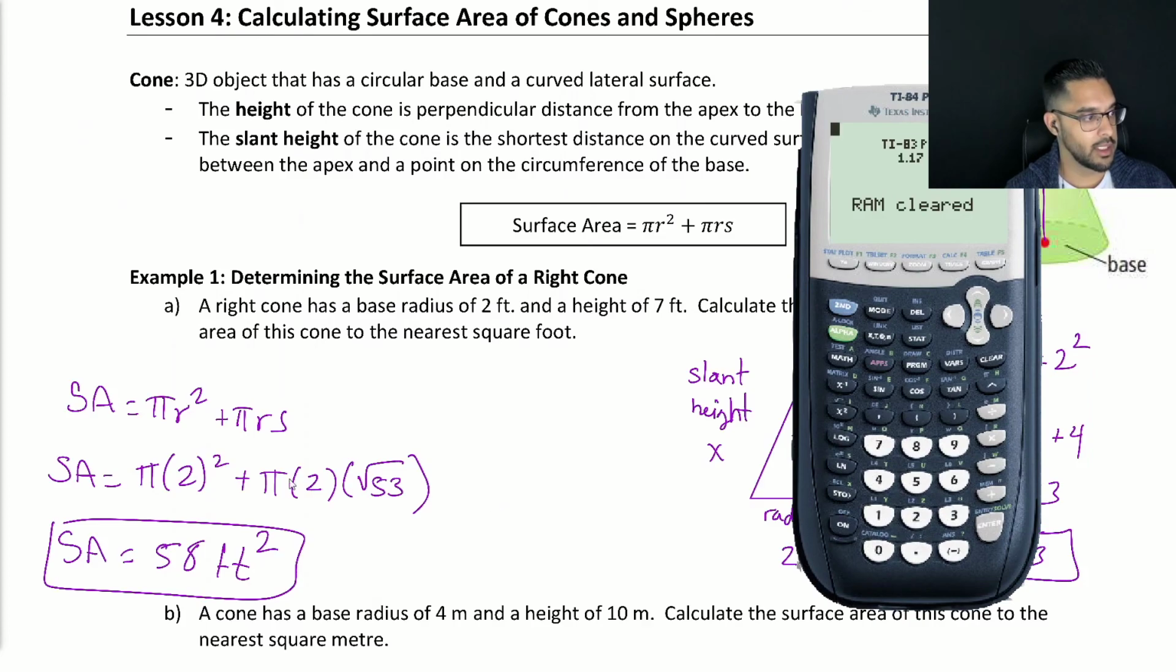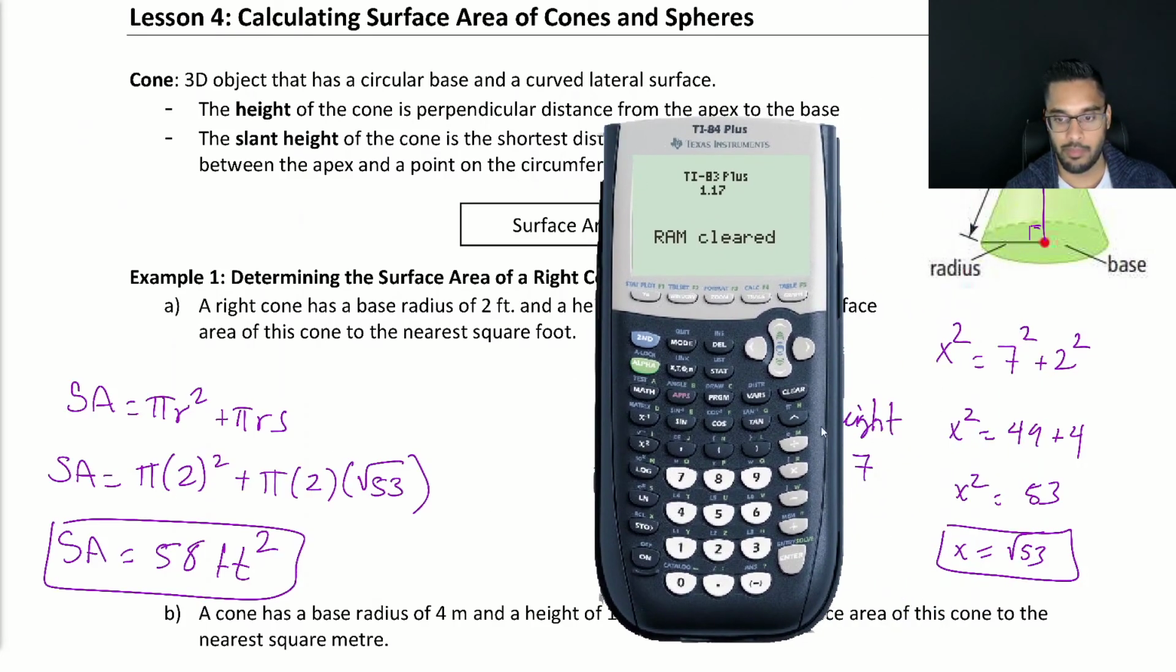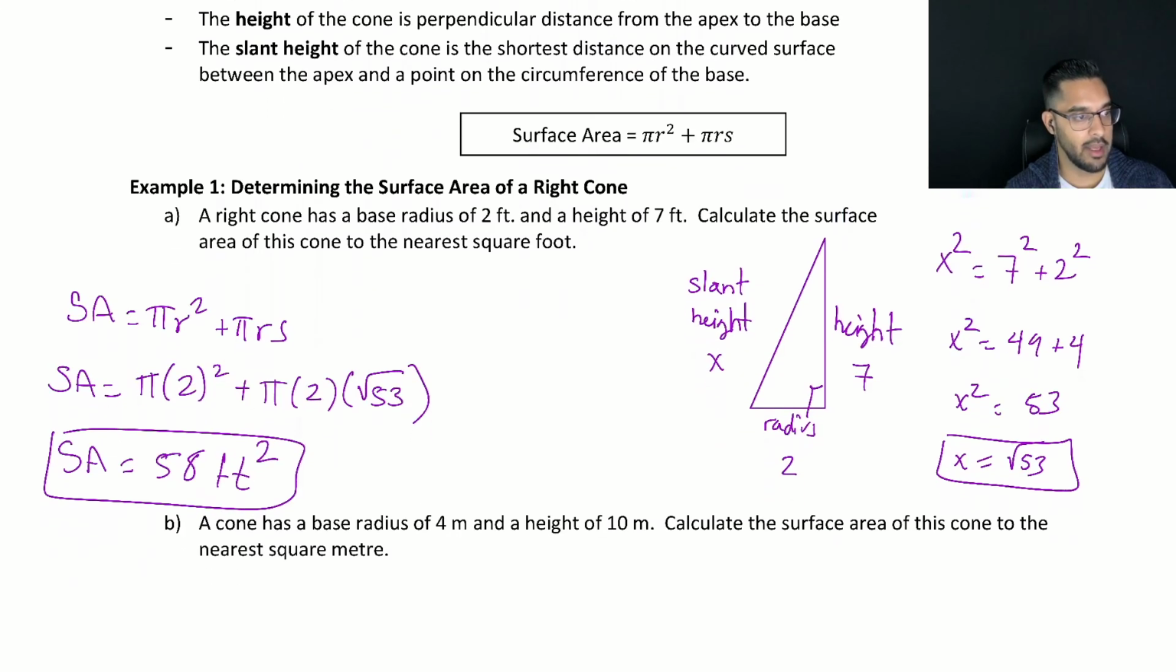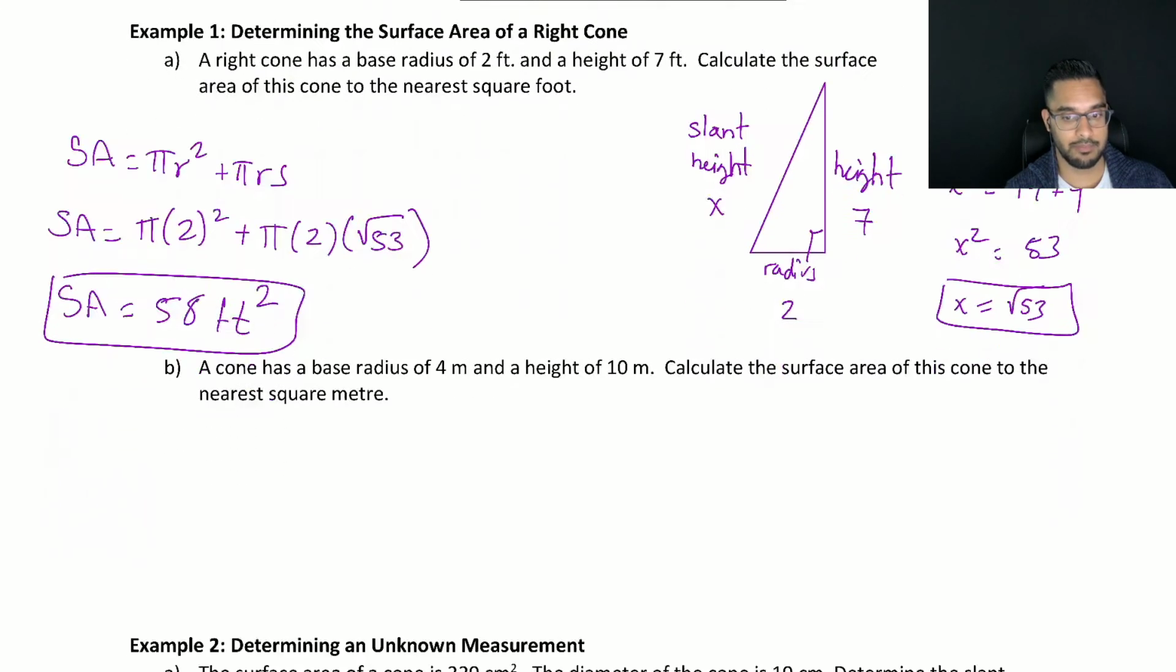Okay, so we're going to take all that stuff. So we can use our pi button. Let me get that out of the way. There we go. So pi times the radius squared plus pi again times 2, and then square root 53 is what we'll put in next. And there we go, 58.3086, but we said nearest whole number, so 58. Okay, you can try the next one if you like. Again, you'll have the answer so you can compare and see how you did.